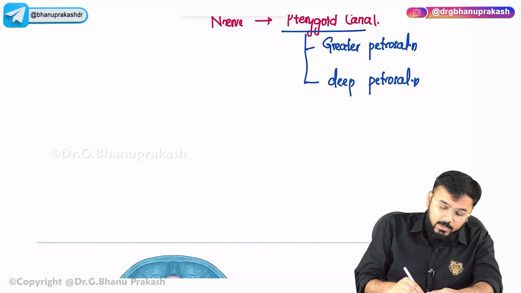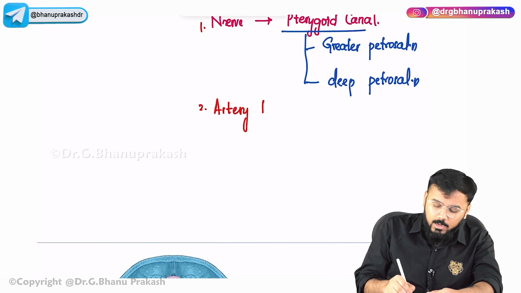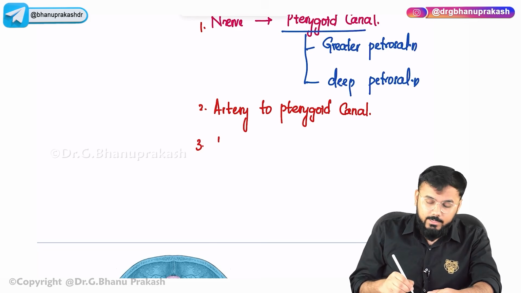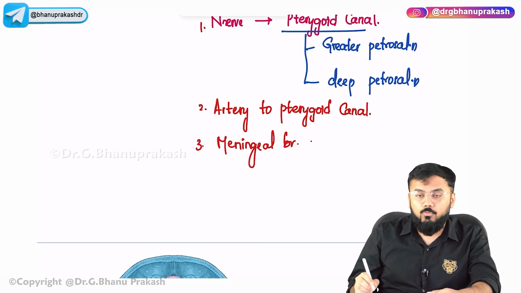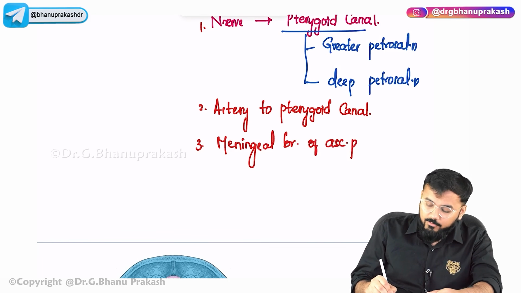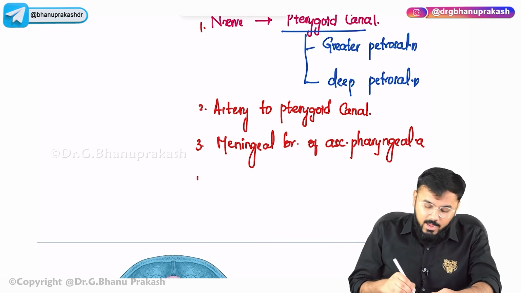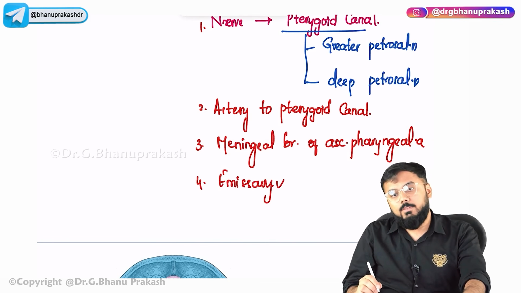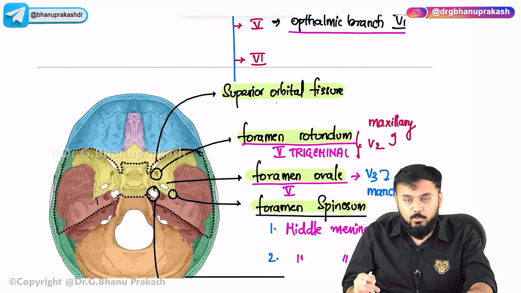Next, after N, the second important one is A. A stands for artery to the pterygoid canal. Next, M stands for meningeal branch of the ascending pharyngeal artery. And finally, E stands for emissary vein. So these are the structures passing through foramen lacerum over here.